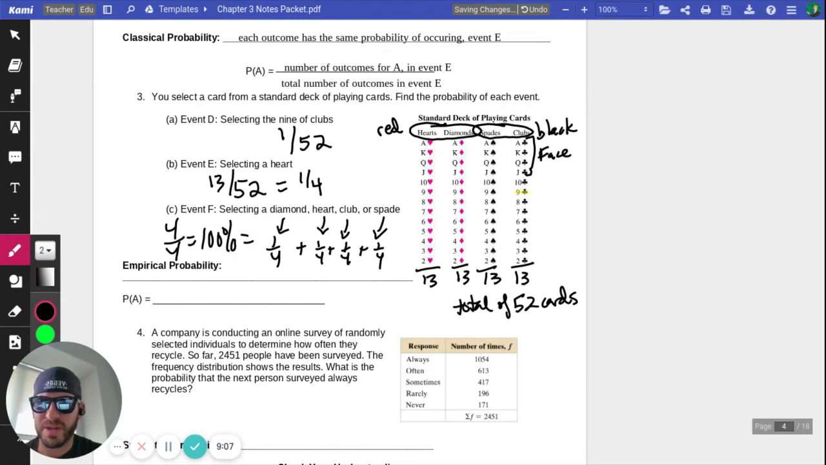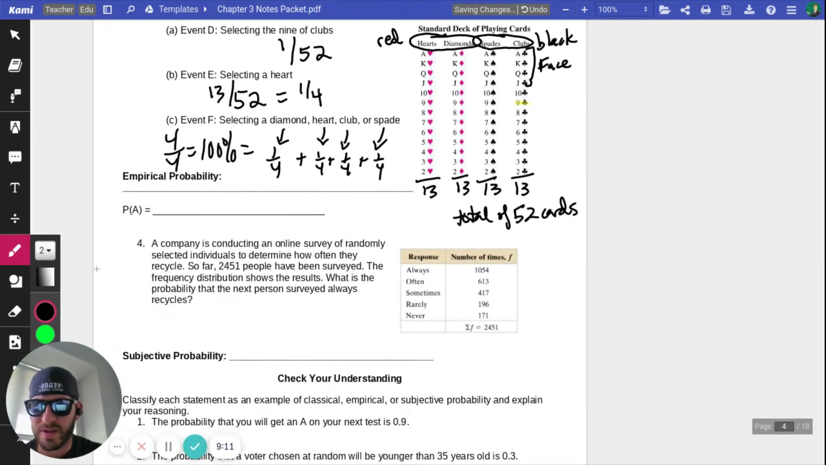Probably should have done that at the beginning, but oh well. All right, let's talk about empirical probability.